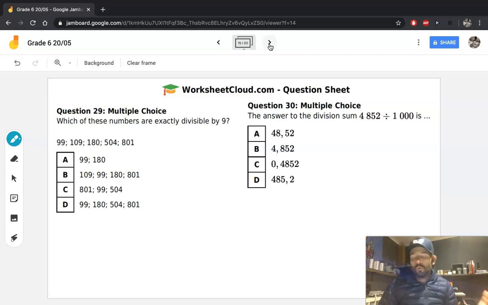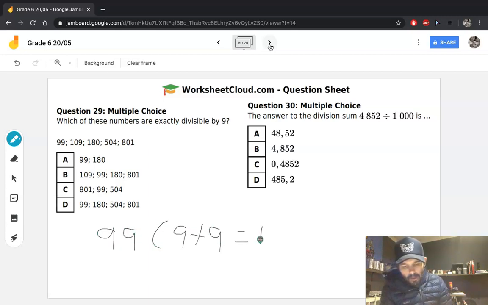The general rule for divisibility of 9 is if the individual numerals of the number add up to a number that can be divided by 9, then the original number is divisible by 9. So quite a mouthful. What that means is, if I look at 99, for example, and I add 9 plus 9, that gives me 18. 18 can be divided by 9 twice, so therefore 99 is divisible by 9.